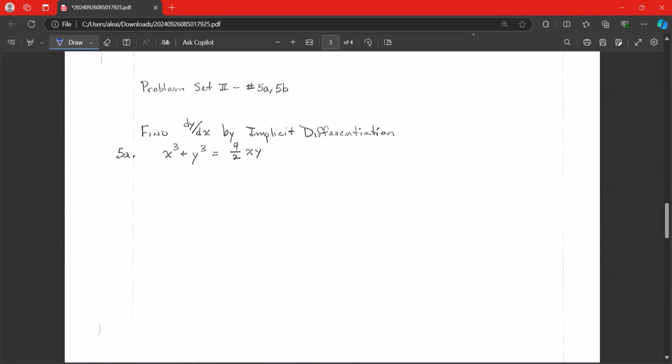All right, now for problem set 2, let's look at problem 5a. Again, we're looking for y prime. So dy over dx as a ratio can be written as just y prime. We're going to use implicit differentiation. So once again, we're going to find the derivative on both sides, and then, of course, solve for y prime.